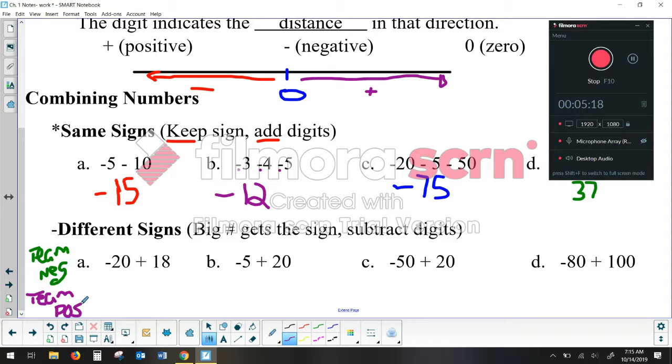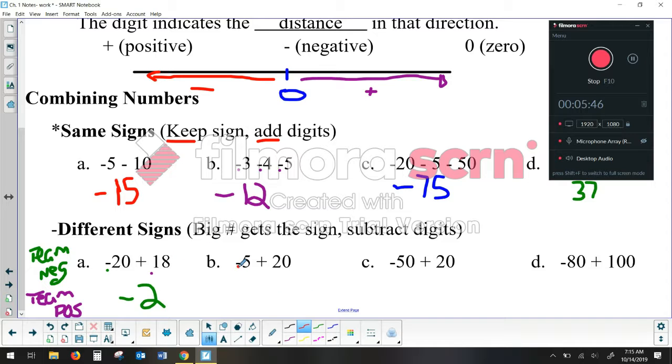Okay, so what that says is we're going to look. We have negative 20, so team negative has 20 points. Team positive has 18. Who's winning? Well, our team negative is winning, right? They have 2 more points. Team negative is winning by 2.